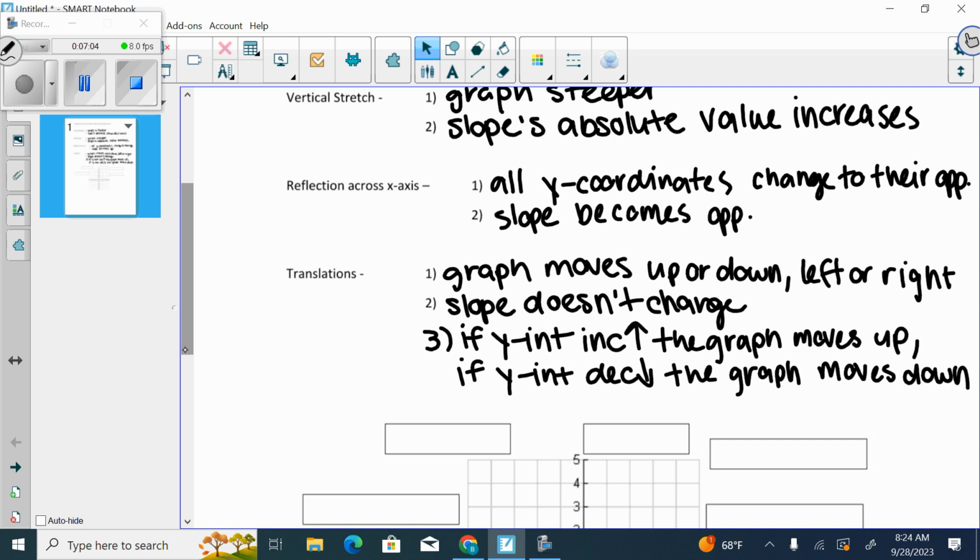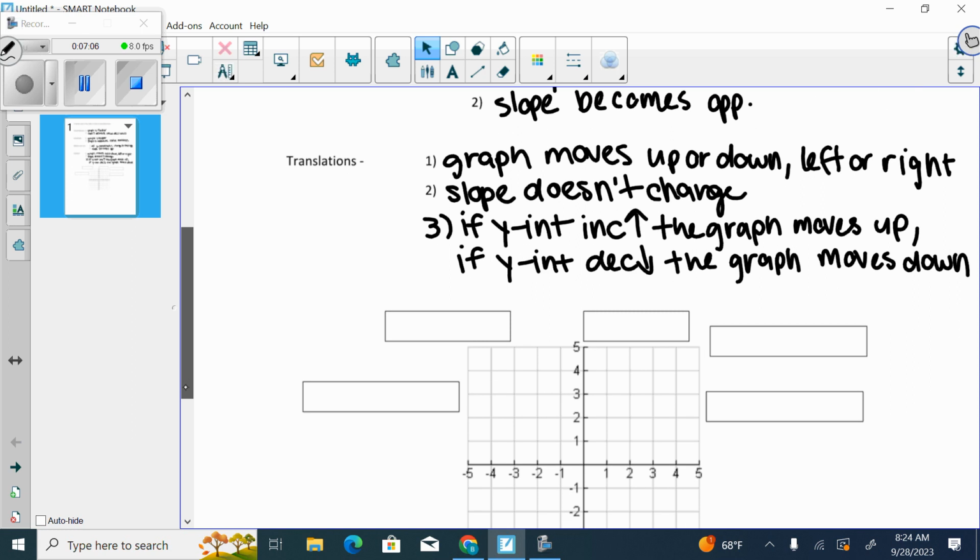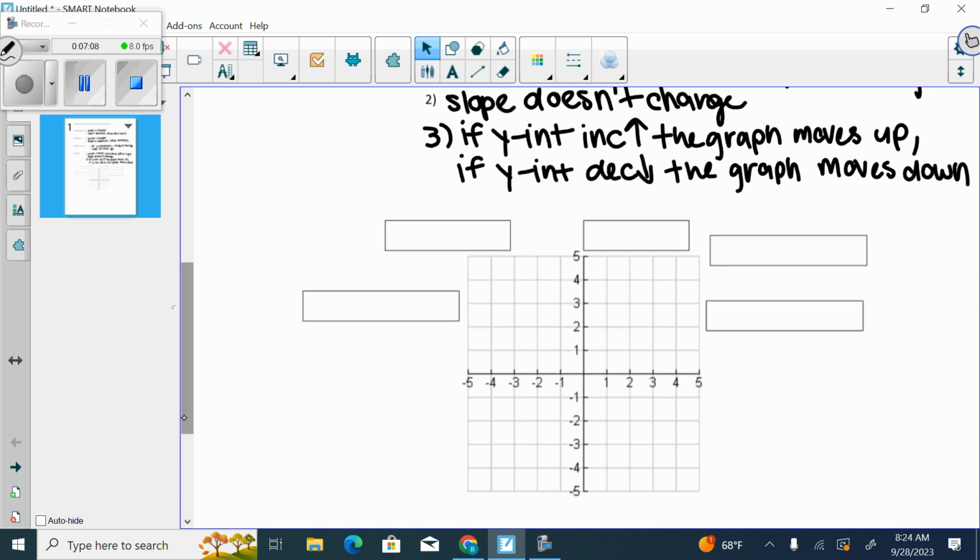Okay, and then real quickly, we're just going to graph some examples of these different types of changes so we know what it looks like when we apply it to an actual graph. All right, so we're going to first start with our parent function. As we know, the parent function has not been moved up or down, and its slope is as basic as it gets, right? Up 1 over 1.